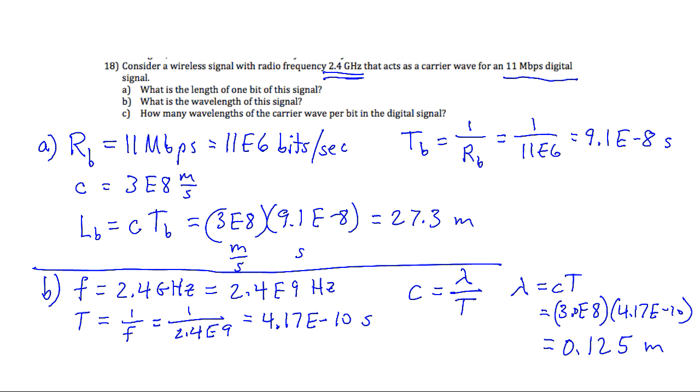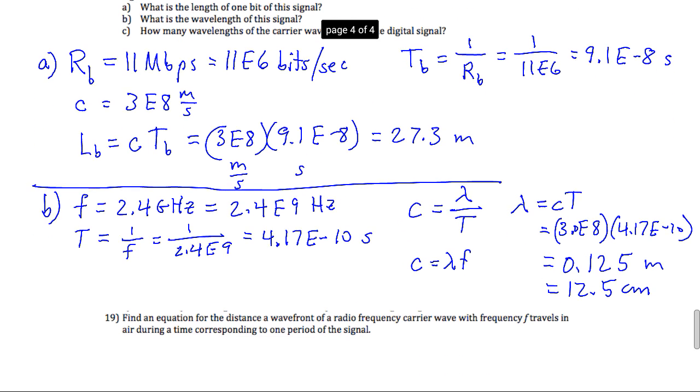If you're keeping up with this, you may notice that I could have simply said that c is lambda f and not calculated the period at all. I like to use c equals lambda over T because it really makes it clear that we have a distance divided by a time, and that's a speed. But I could have just taken 3 times 10 to the 8th and multiplied it by f, and I'd get the same thing. In other words, the wavelength of your wireless Wi-Fi signal is 12.5 centimeters.